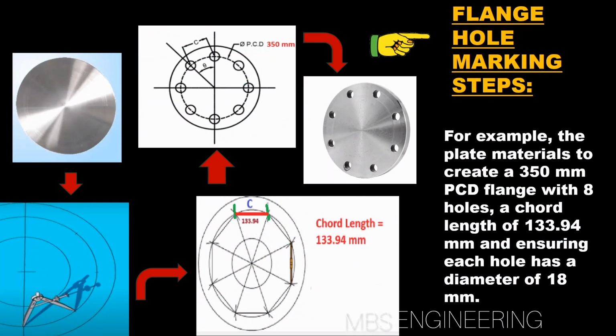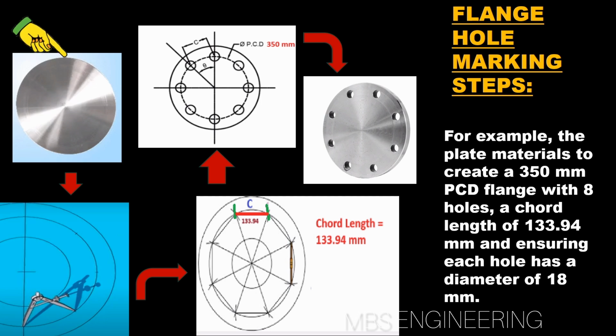Next, we will learn how to mark the flange hole. For example, a 350 mm PCD flange with 8 holes, a chord length of 133.94 mm, and ensuring each hole has a diameter of 18 mm. Please refer to the images below for a step-by-step procedure.